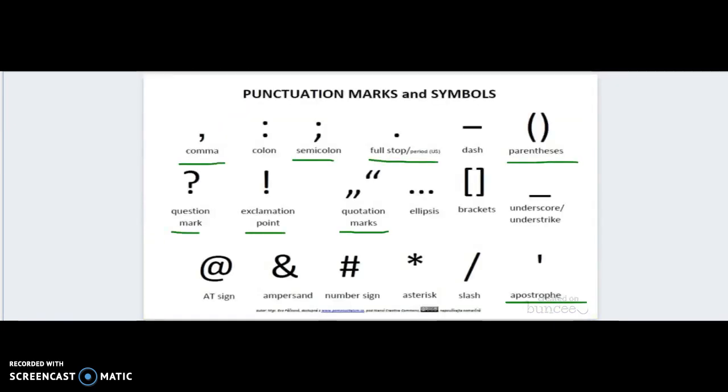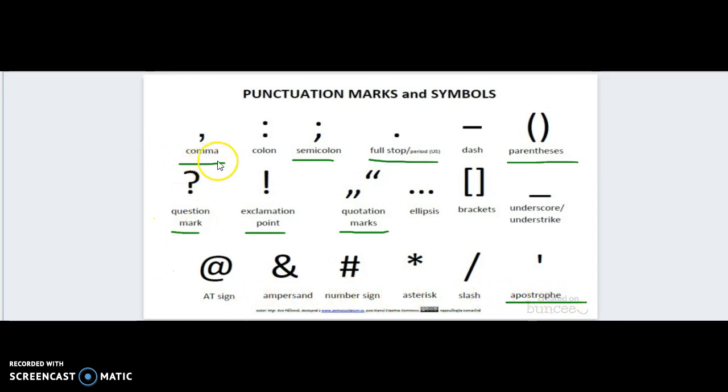Some of the punctuation marks in the English language are the comma, the colon, the semicolon, the full stop, also known as the period, but they call it a full stop in European languages. And you have your dash, your parentheses, your question mark, your exclamation mark, your quotation marks, ellipsis, brackets, underscore, the at symbol, which we all use quite a bit right now, the ampersand, the number sign, the asterisk, the slash, and the apostrophe.